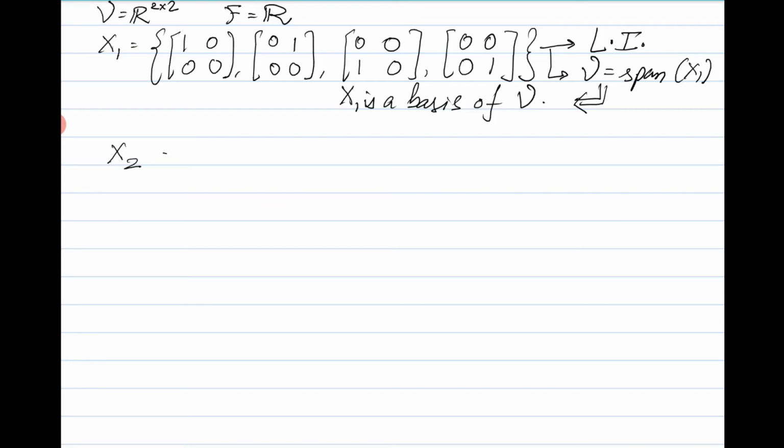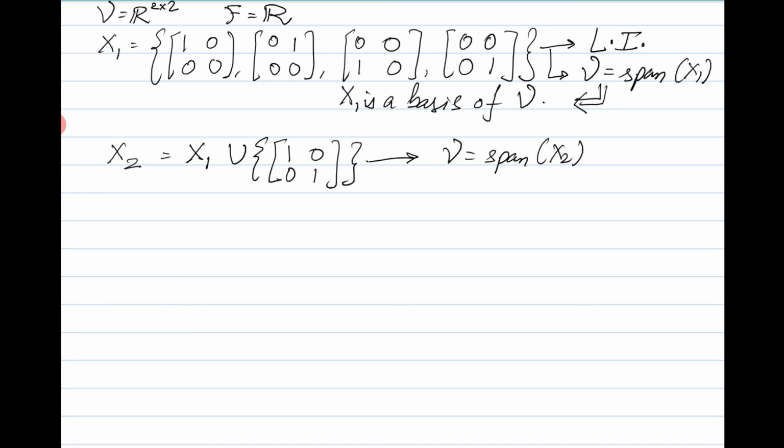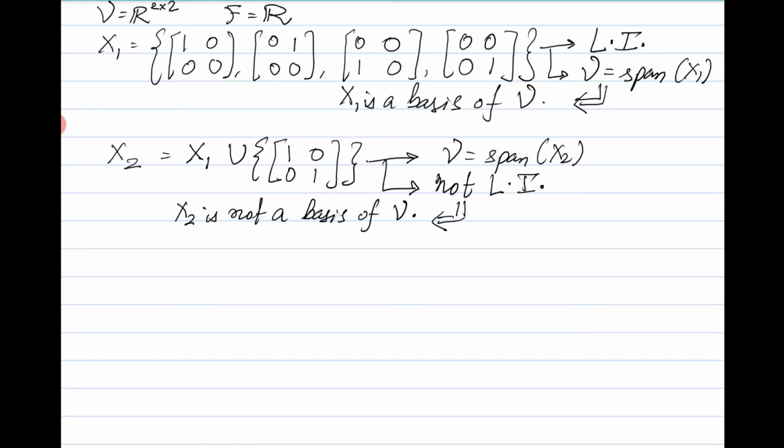What about X2? X2 that we had taken was basically X1 union one more vector, which was 1 0 0 1. So here the vector space V is definitely a span of X2, but the vectors in the set X2 are not linearly independent. So X2 does not qualify as a basis for the vector space.